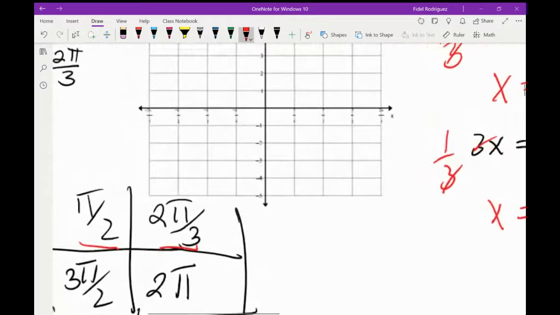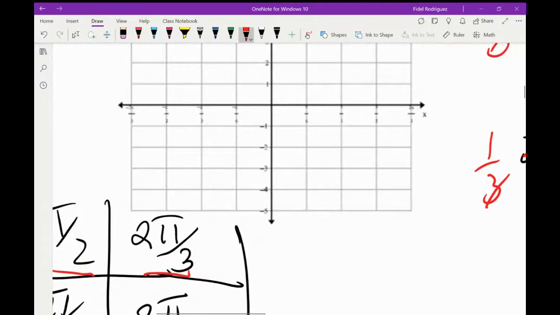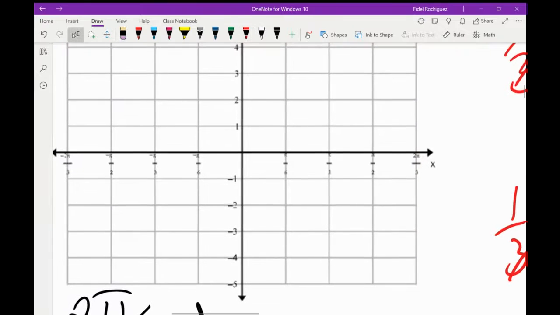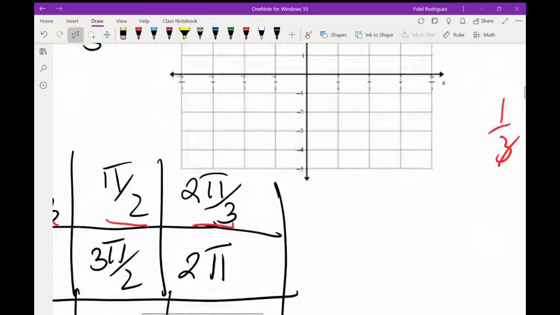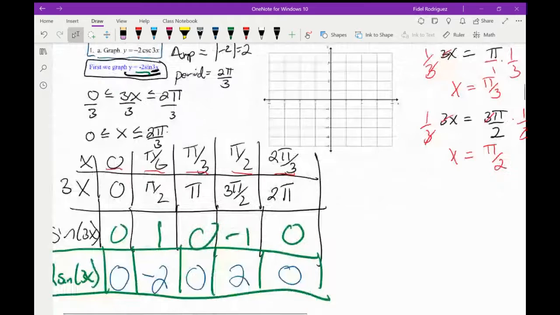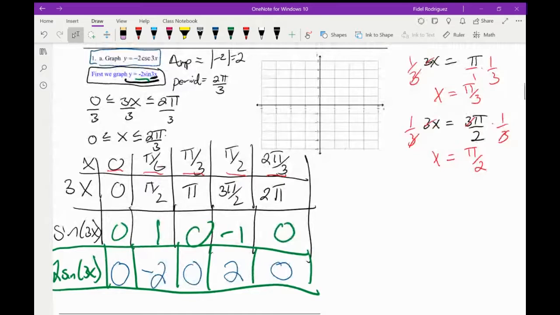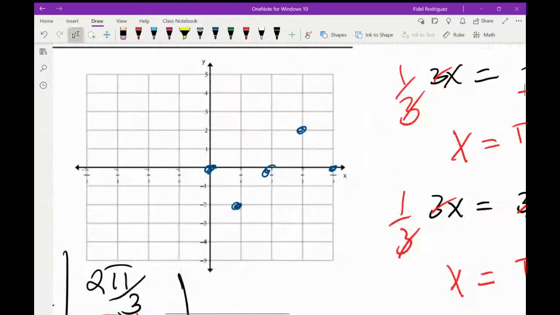So if I zoom in, those are those values that are there, right? I know it's a little hard to see. Pi over 6, pi over 3, pi over 2, 2 pi over 3, right? Okay, so let's graph the sine, the one that we have. So it's 0, -2, 0, 2, and 0. So I'm gonna do this in blue. So 0, -2, 0, +2, and 0. Okay, this is all we need for this part, guys. We're gonna go like that.